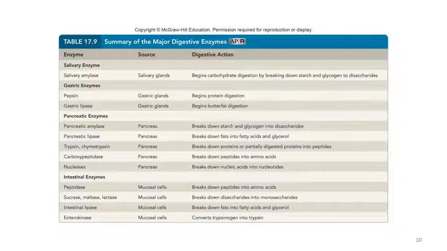Now, this table here is just a summary of the enzymes that we talked about. So we learned about the salivary amylase that breaks down carbohydrates, mainly starch, pepsin in the stomach for protein digestion, gastric lipase, this enzyme breaks down fats. So then we're seeing here the pancreatic enzymes, able to break down all kinds of molecules, but also the intestinal enzymes, many different ones. They can also break down all kinds of different molecules here.